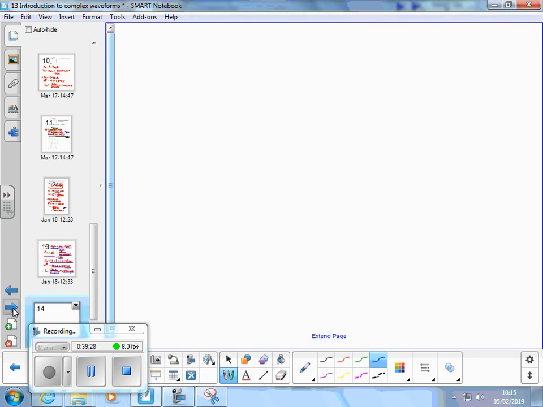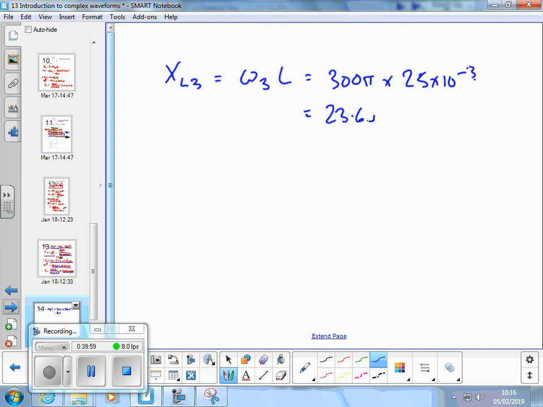So, moving on to the third harmonic current, XL3 is omega 3 L. That's 300 pi times 25 times 10 to the minus 3. We get 23.6 ohms. It's got bigger, and we'd expect that to get bigger because the frequency's going up. Yeah.